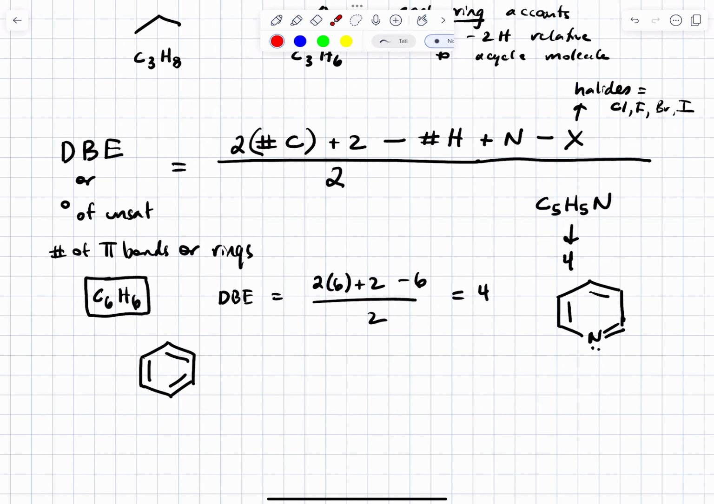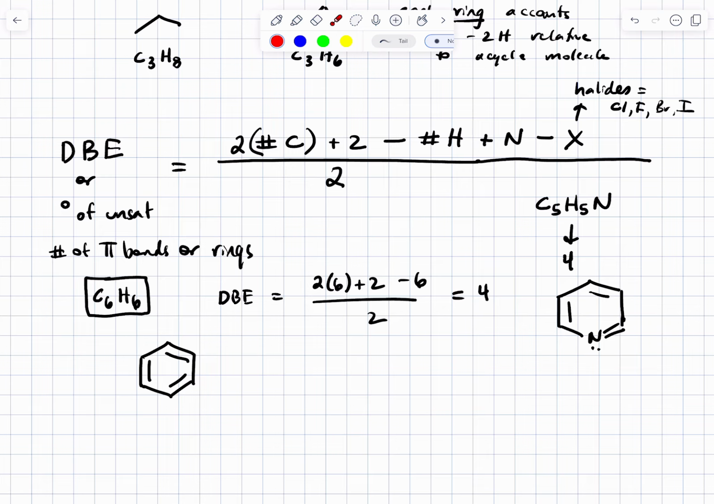C6H6, do the double bond equivalents. You end up with 2 times 6 is 12 plus 2 is 14 minus 6 is 8 divided by 2 is 4. 4 double bond equivalents. This is a benzene ring. You have 1, 2, 3 pi bonds and 1 ring. That's 4 degrees of unsaturation or 4 double bond equivalents.